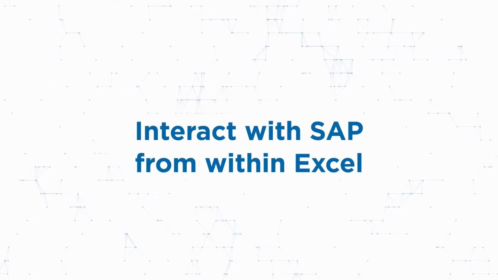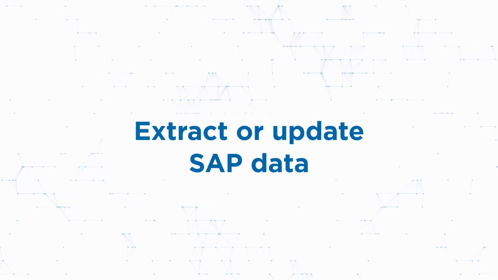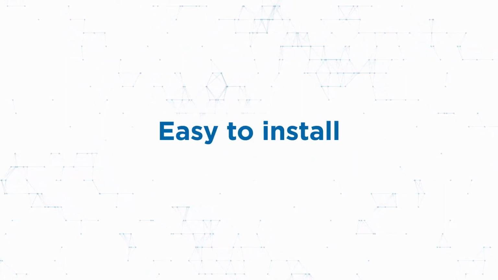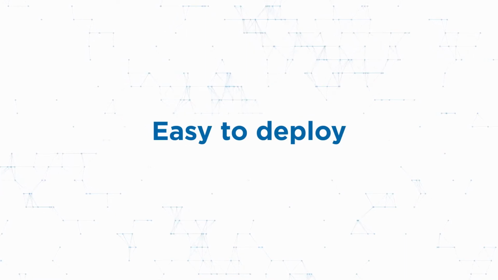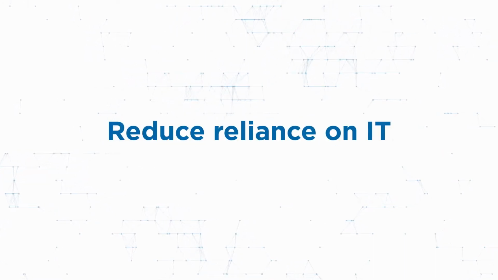You can take control of your SAP application data by interacting with SAP from Excel, eliminating the need to learn new software. Runner can be used to extract or update SAP data in a simplified way. Runner is easy to install and even easier to deploy, allowing you to manage your own solutions without relying on IT to build or update scripts in SAP.